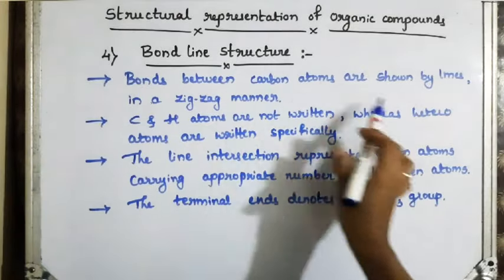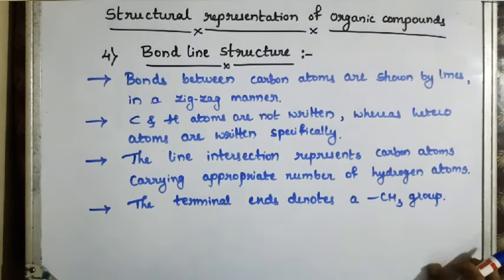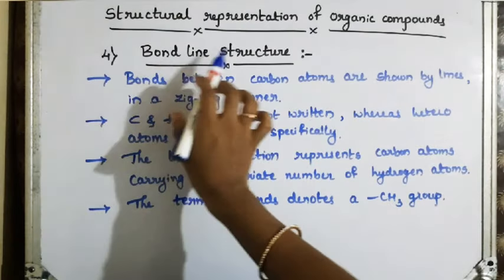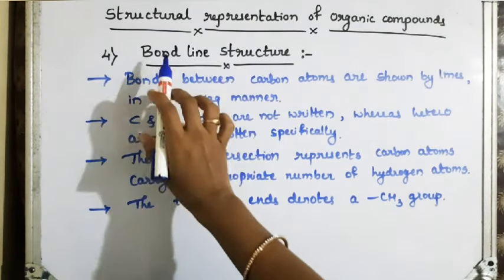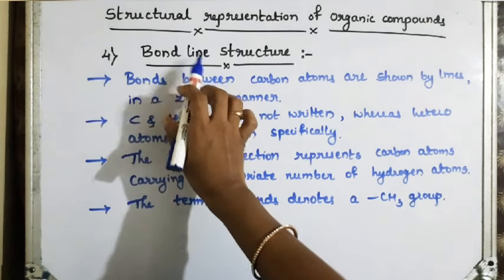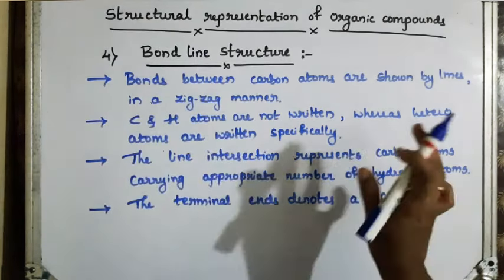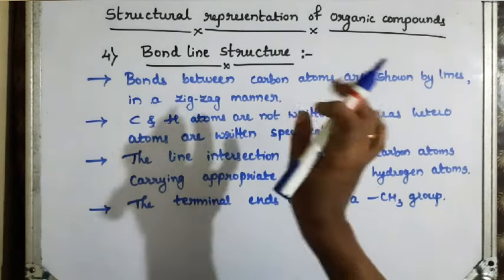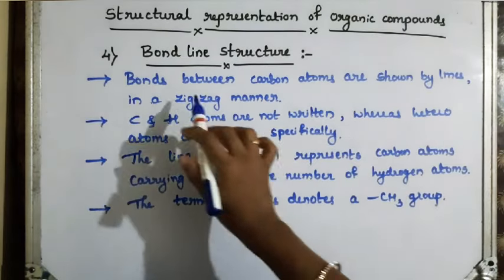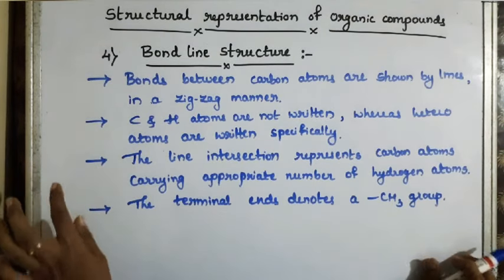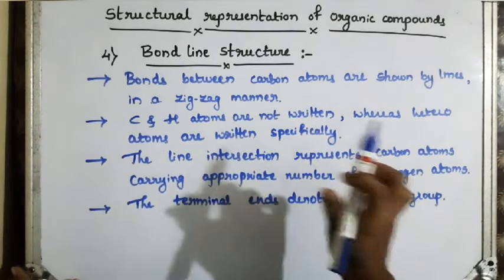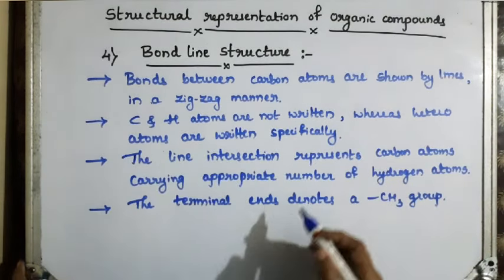The next type of representation is the bond line structure. In the word itself you can see what the structural representation is. We are showing only the bonds in the form of lines. We are not showing any atoms; carbon and hydrogens are not written here. Only we can see the lines. So what we have to do in this bond line structure is that the bonds between carbon and carbon are shown in a zigzag manner. I'll show how to write it.